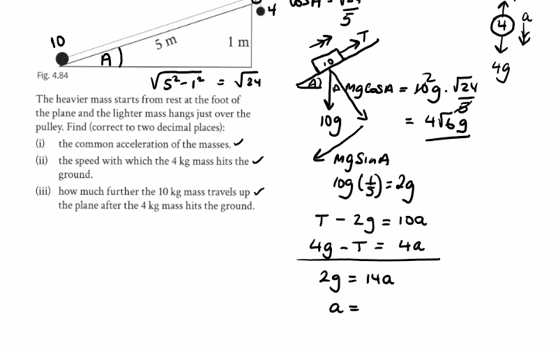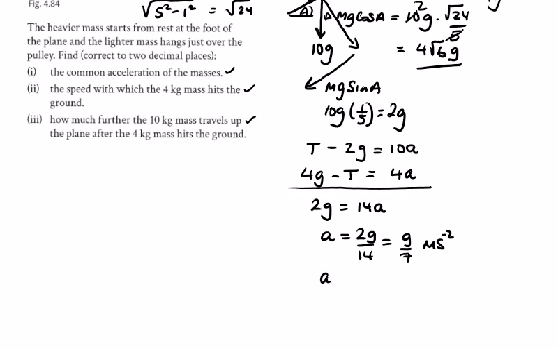So A is equal to 2g over 14, which is equal to g over 7 ms to the minus 2, and 9.8 divided by 7 would be 1.4 ms to the minus 2. So that's the common acceleration.